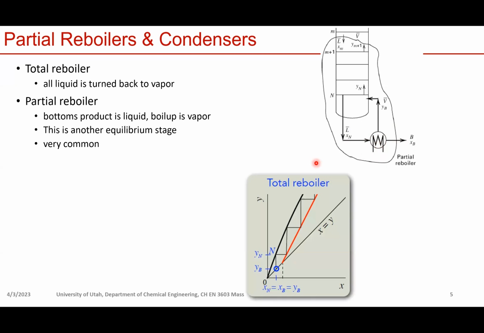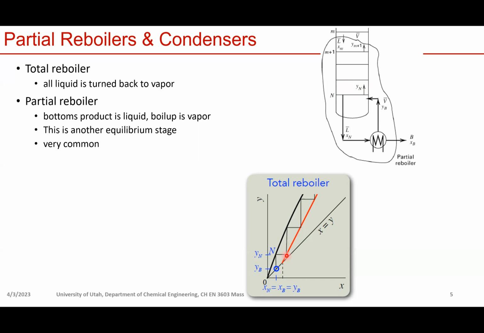So let's look at the difference between a total reboiler and a partial reboiler on the XY diagram. For a total reboiler, this is the end stage, the bottom stage in your distillation column, stage N. Let's look at this point first. This point is on the operating line, so it gives us the vapor and liquid composition above stage N.